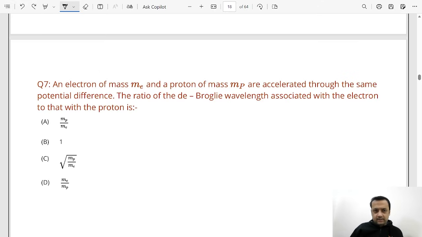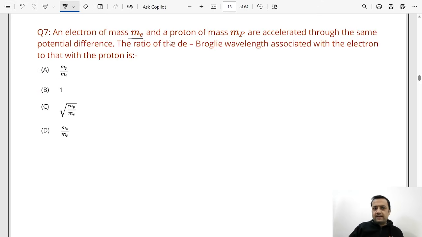Let us see this question here. The question is: an electron of mass Me and a proton of mass Mp are accelerated through the same potential difference. Find the ratio of the de Broglie wavelength associated with the electron to that of the proton.